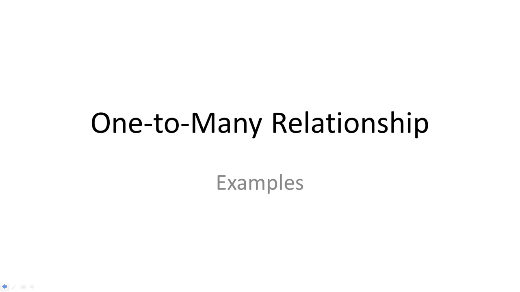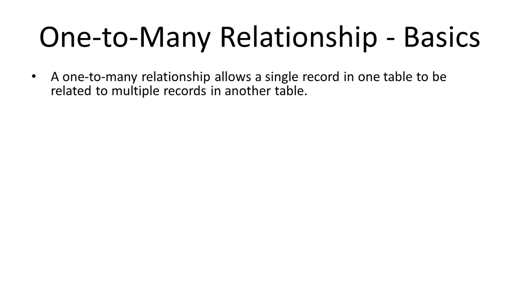Hi and welcome back. In this lecture, I'll show you a few examples of one-to-many relationships. A one-to-many relationship allows a single record in one table to be related to multiple records in another table, and this is one of the most commonly used types of relationships. So let's see an example from our database.